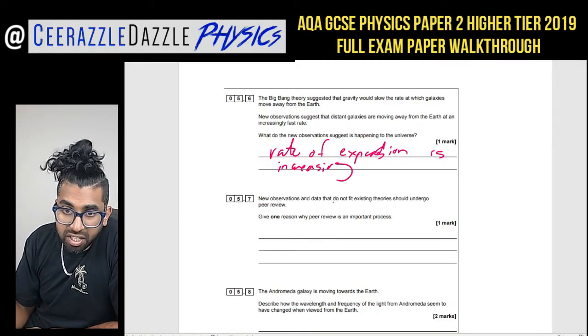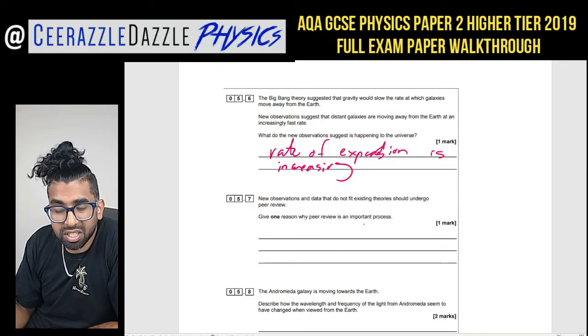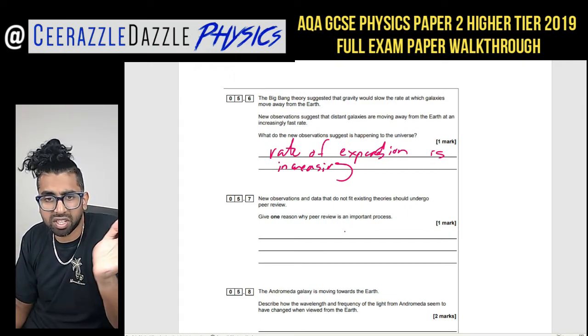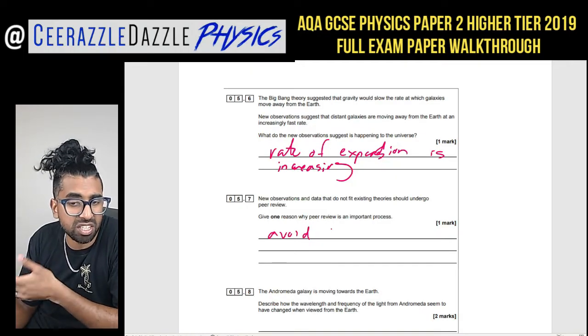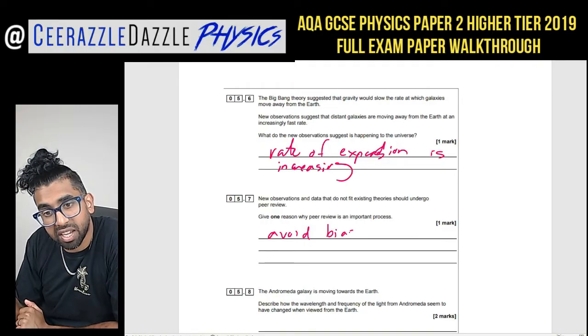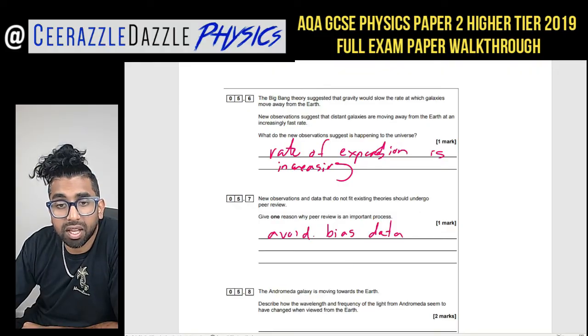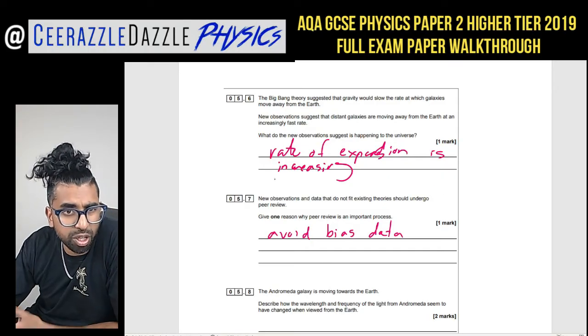5.7. New observations and data that do not fit existing theories should undergo peer review. Give one reason why peer review is an important process. Why does one scientist want to look at the work of another scientist? It is obviously to avoid bias. You don't want one scientist to possibly be lying. So to avoid biased data, that's going to be the key thing here. The mark scheme also accepts detecting false claims, detects inaccurate data, verifies new data, provides consensus as well. All of those are acceptable, but I'm going with to avoid biased data.